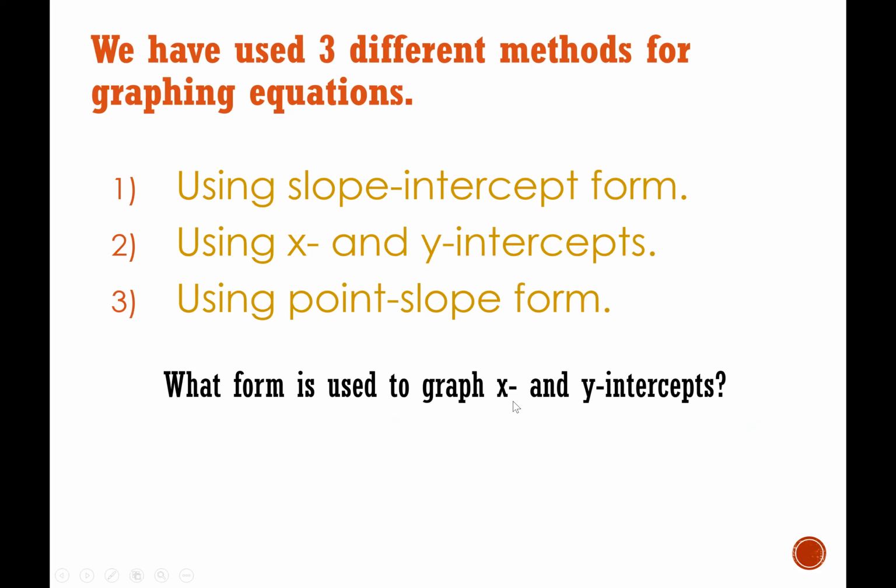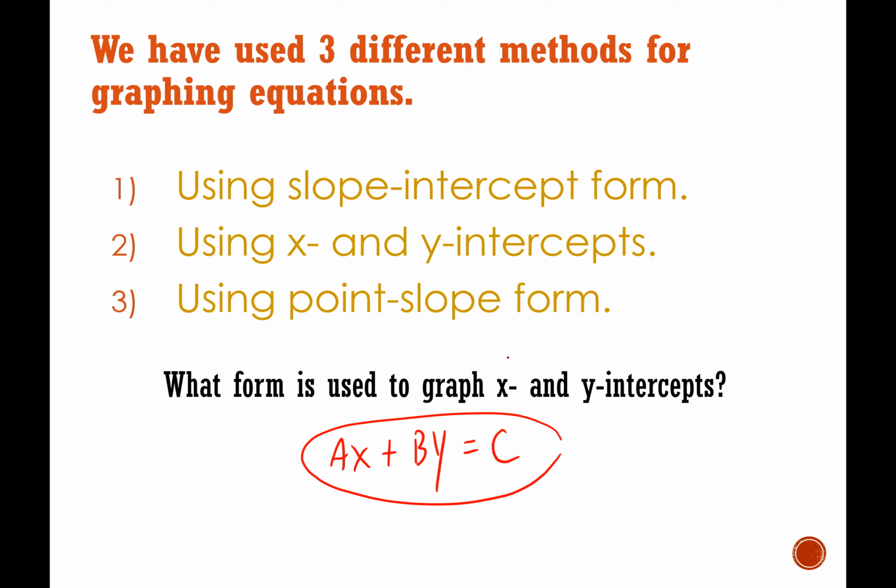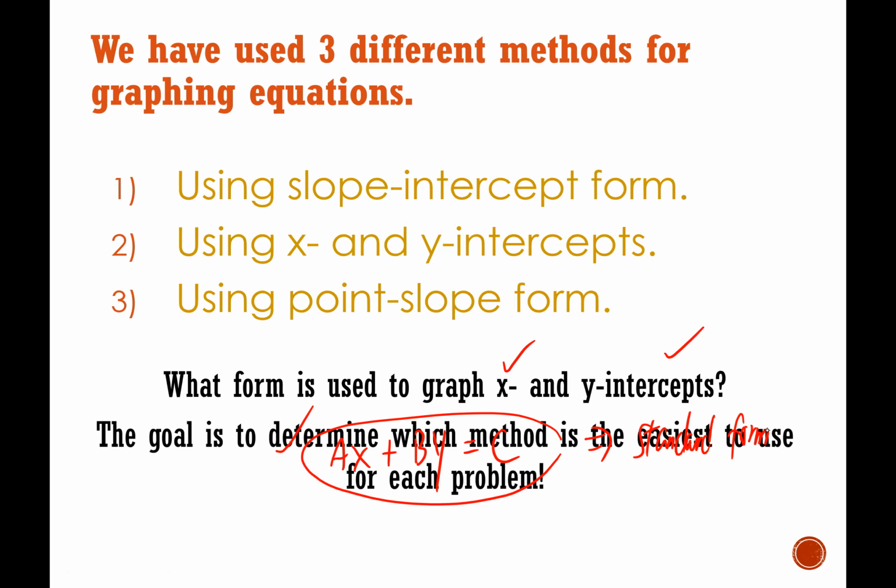And which form is used to graph x and y-intercepts? Any idea? It's when you have a general form, right? Ax plus By equals C, right? This is what we call general form. When you have something like that, it's most convenient to use x and y-intercepts, because we can easily find the x and y-intercepts from this particular form. Okay, so this is what we call the standard form.